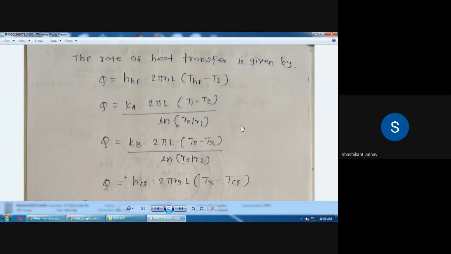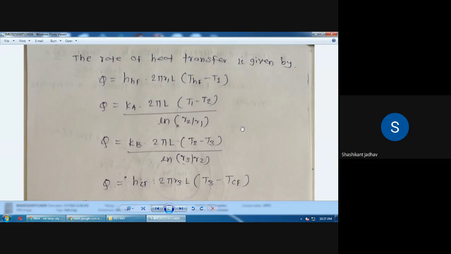So Q is equal to what, HHF into 2 pi R1 into L, THF minus T1. Then for layer A, Q is equal to heat transfer rate सेमच असणार आहे कारण इनसाइडची हीट जेवढी आहे तेवढीच हीट आपल्याला बाहेर भेटणार आहे. म्हणजे प्रत्येक लेअर मधून जी काही ट्रान्सफर होणार आहे ती सेम असणार आहे. So therefore at the left hand side we have written the Q. Okay, Q is equal to KA into 2 pi L into bracket T1 minus T2 divided by ln of R2 by R1.